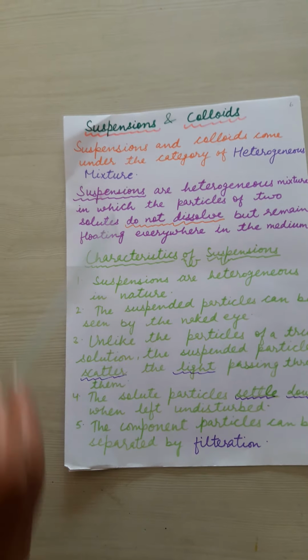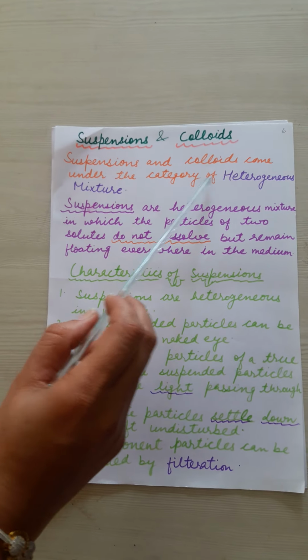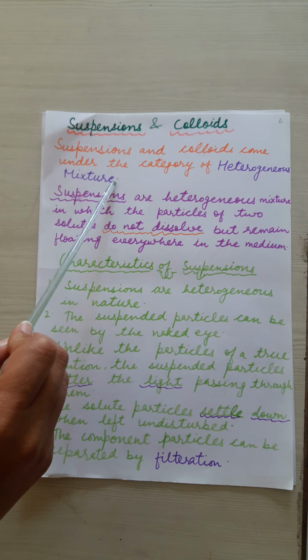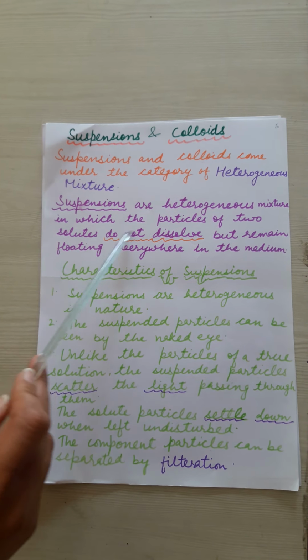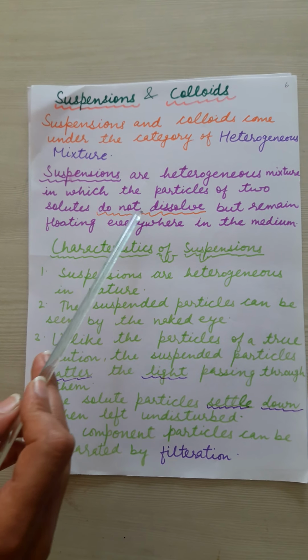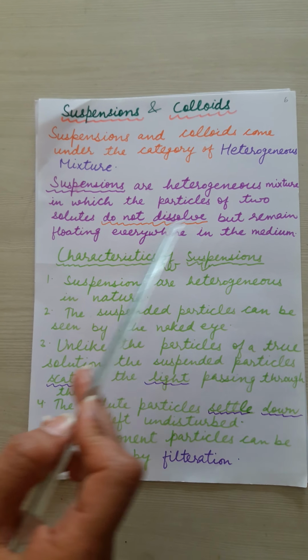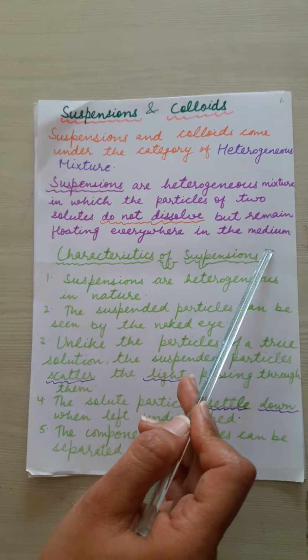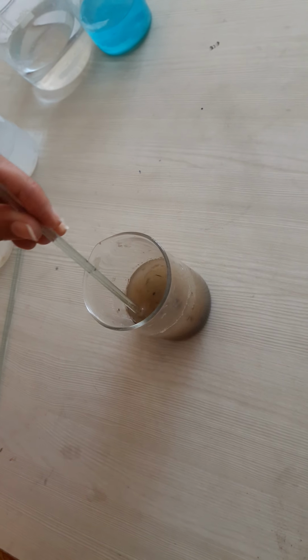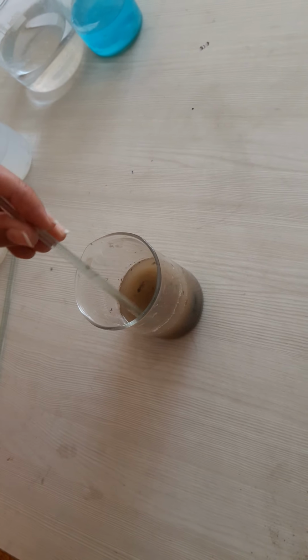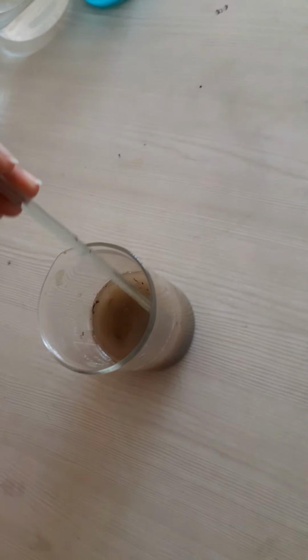Now, suspension and colloids. Suspension and colloids come under the category of heterogeneous mixture. Suspensions are heterogeneous mixtures in which the particles of the solute do not dissolve but remain floating everywhere in the medium. Now you can see sand dissolved in water is an example of suspension. Sand particles are dispersed in the water.